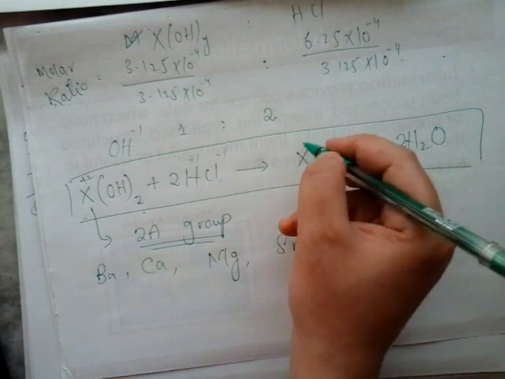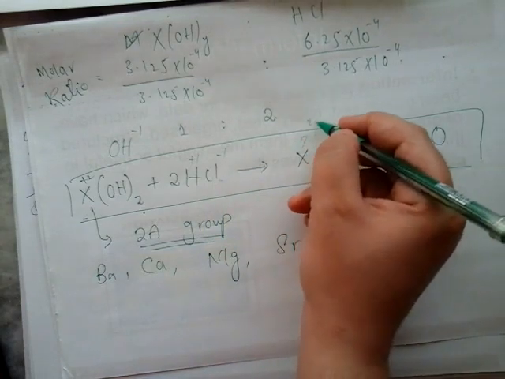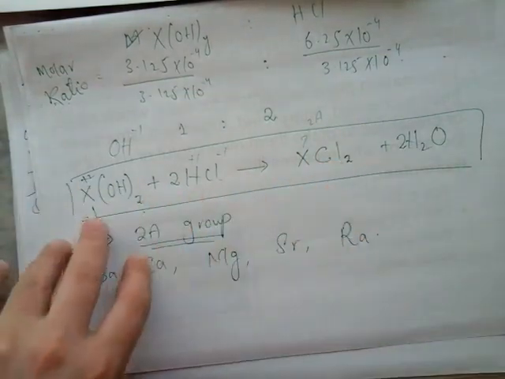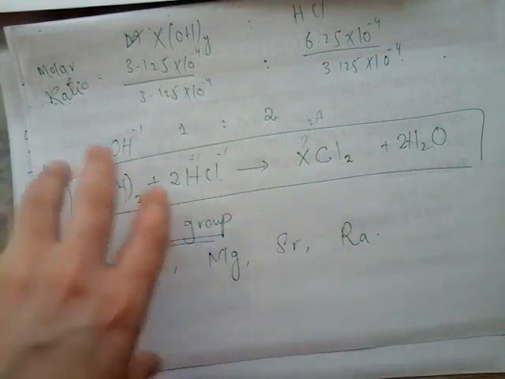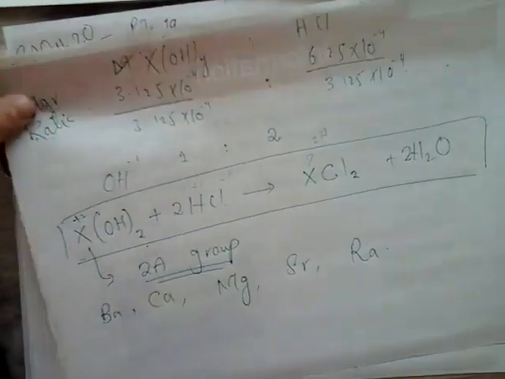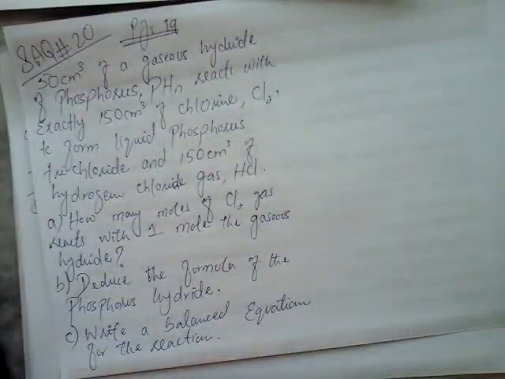Okay, because this metal belongs to group 2A, because of its valency, we calculate the stoichiometry, we balance the chemical equation. Okay, the same type of question.